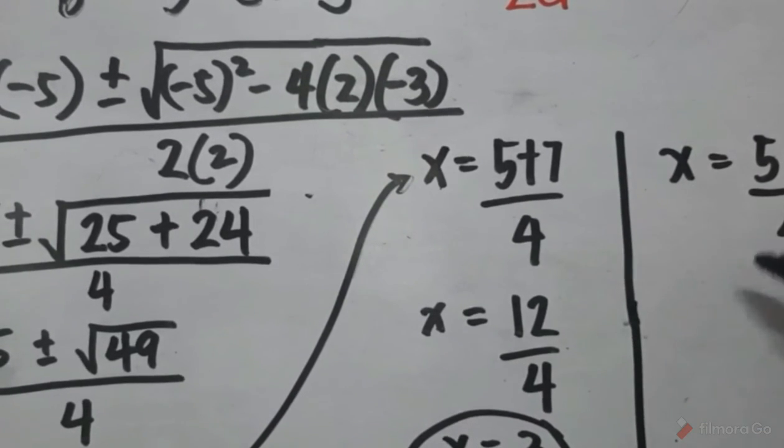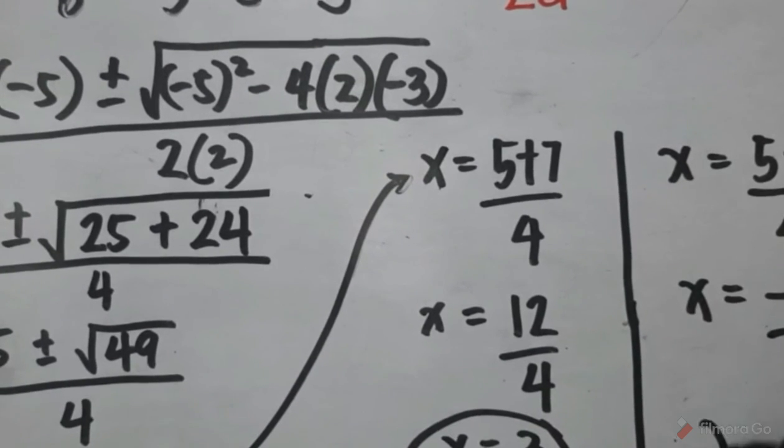On the other side, we have x is equal to 5 minus 7, which is negative 2 over 4. The lowest term of this is, yes, negative 1/2. As you see, this will be our last way of solving, and we have the same roots or solutions.